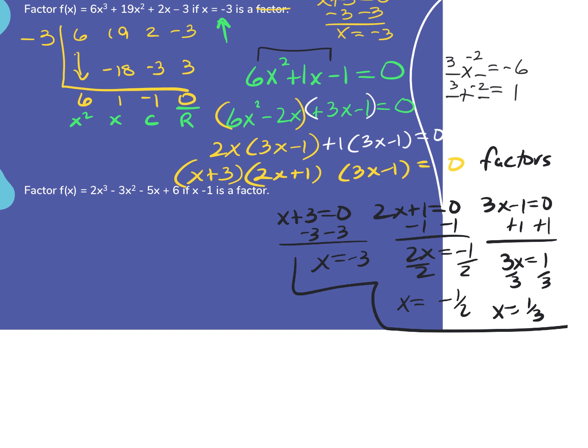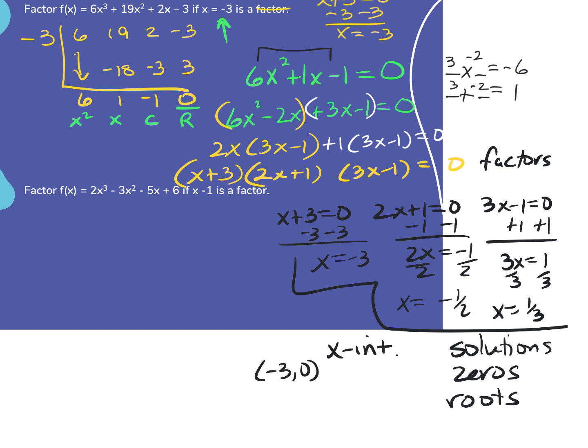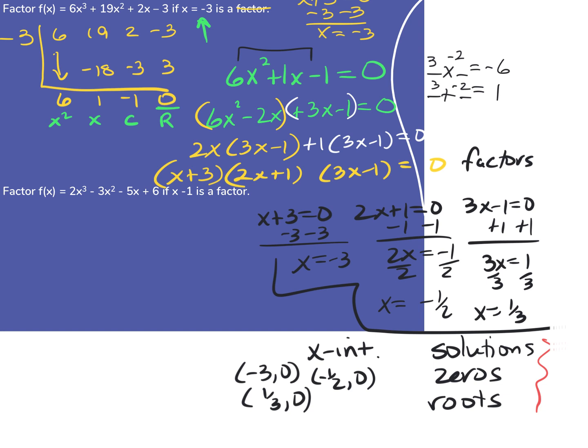Remember, these 3 numbers here are called solutions. They're called zeros. They're also called roots. They can also be called x-intercepts when we write them as ordered pairs. So if you see this described on an SAT where they ask you to list the solutions or the zeros or the roots, that is going to be these 3 numbers right here. However, for the x-intercepts, you would write them as ordered pairs. So this process is still the same.